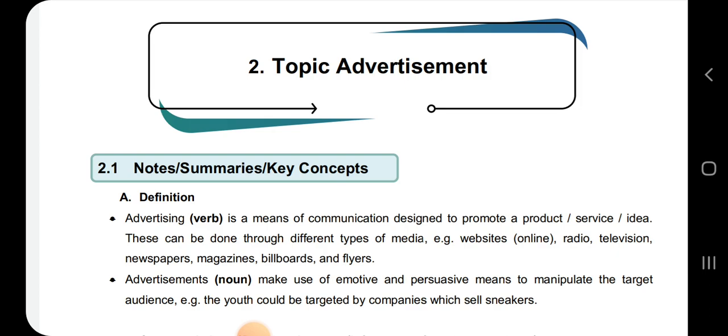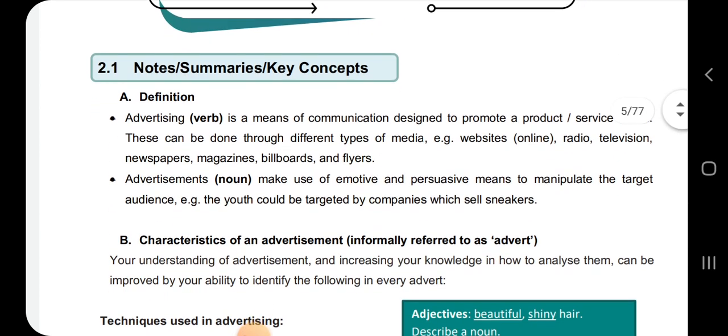Okay, so the media we use to advertise are online, like a Facebook ad, a YouTube ad, on the radio, television, newspapers, magazines, billboards, and flyers. So advertisement is the name of advertising, and advertisement is a noun. A noun is a naming word. So we use persuasive means to manipulate the target market, basically to make people interested in our product.